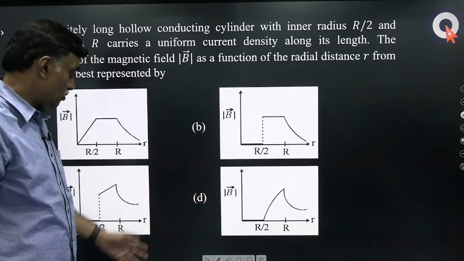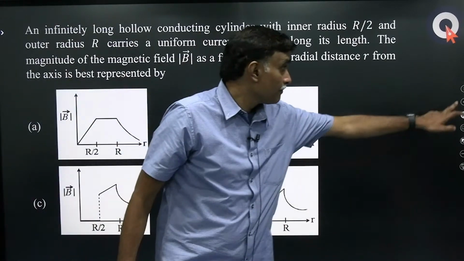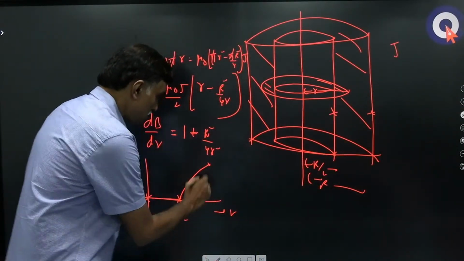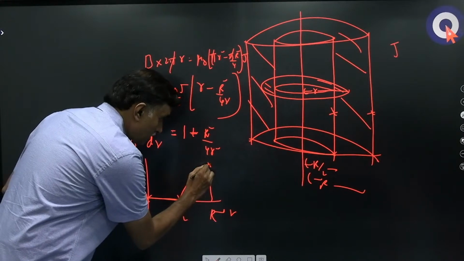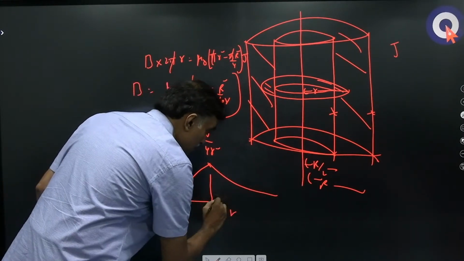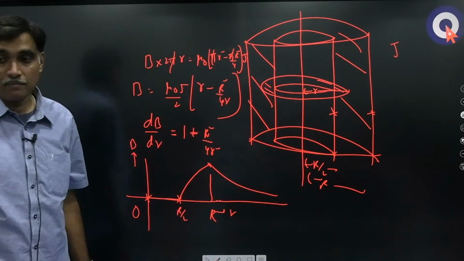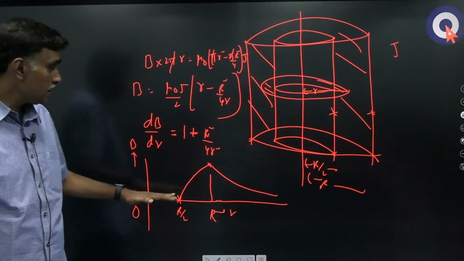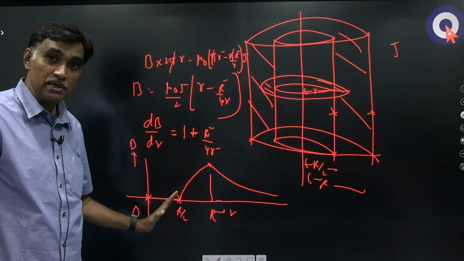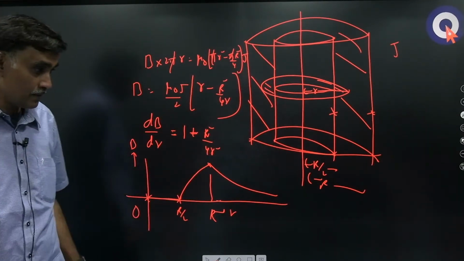These are the graphs they have given. We can identify. Next, up to capital R, and afterwards, it is inversely proportional to r, like this. If the slope is increasing, we will get a graph like this. If the slope is decreasing, we will get a graph like this. Okay. Followed.